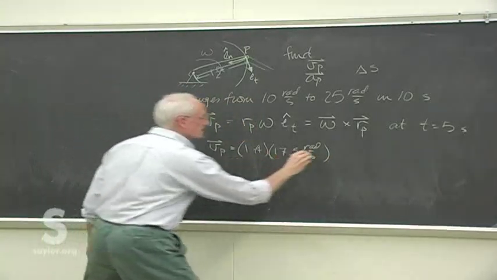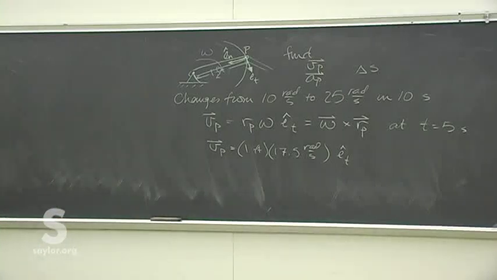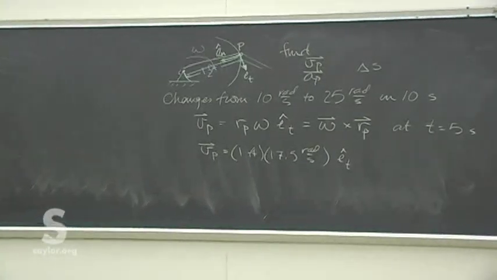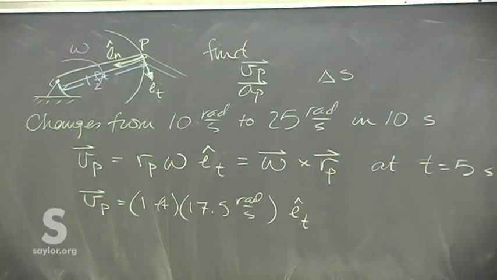And the direction is in the tangential direction, which we don't necessarily know the specifics of at the point, because we don't know the angle on the arm itself, but that's sufficient to say the tangential direction. Since the velocity was changing, we needed to pick a particular time, so what the heck, t equals 5 seconds.